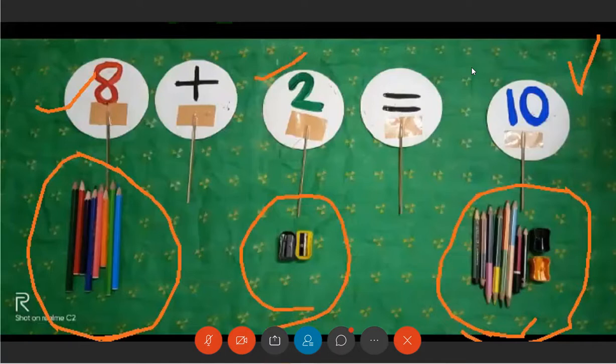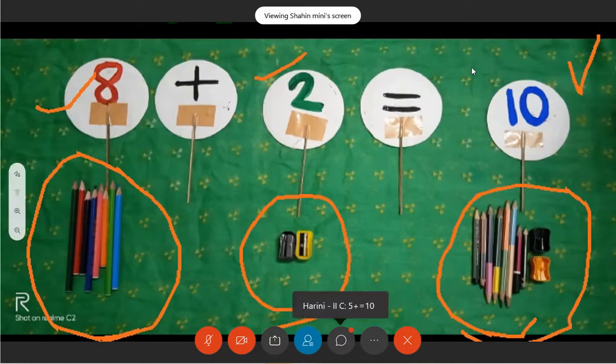Ma'am, is this activity done in a scrapbook or on an A4 sheet? You don't have to take a scrapbook, nothing. You have to take any 2 real objects, like a tomato, any vegetable or fruit, or a pencil, whatever there is in the home, and you have to make 10 with any 2 objects.